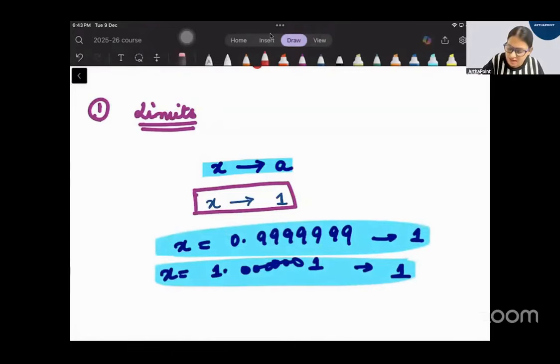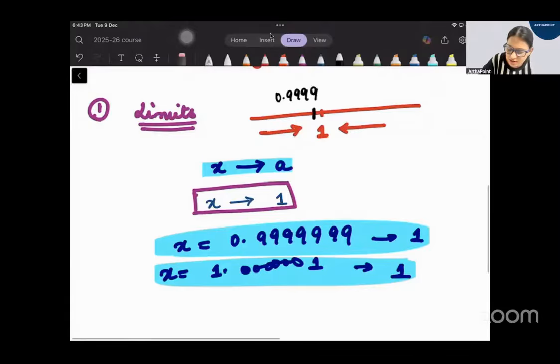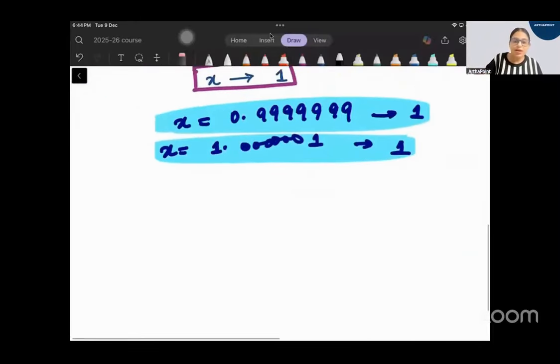Right and left hand side means what? That if this is 1, we are going towards 1 by taking values very close to 1 from here, like 0.9999999, which is close to 1 from this side. Or by taking values close to 1 from here, like 1.000000. We are going towards 1. Either from left or right does not matter. We are approaching 1. Now, in this, we have something which is called the left hand limit.